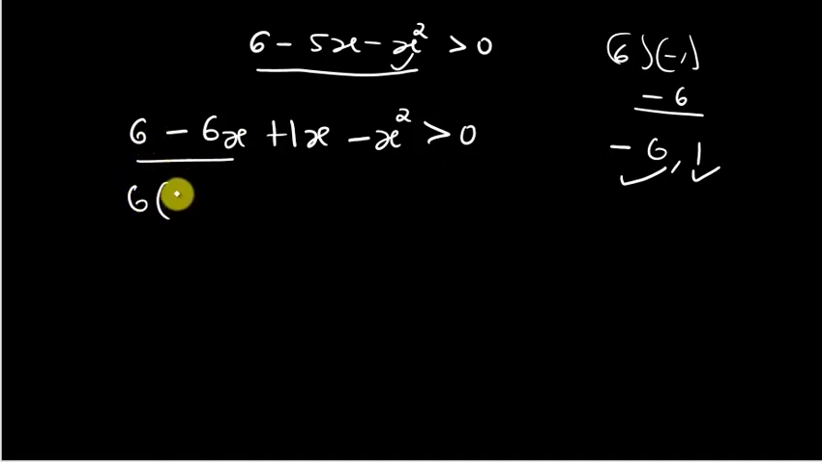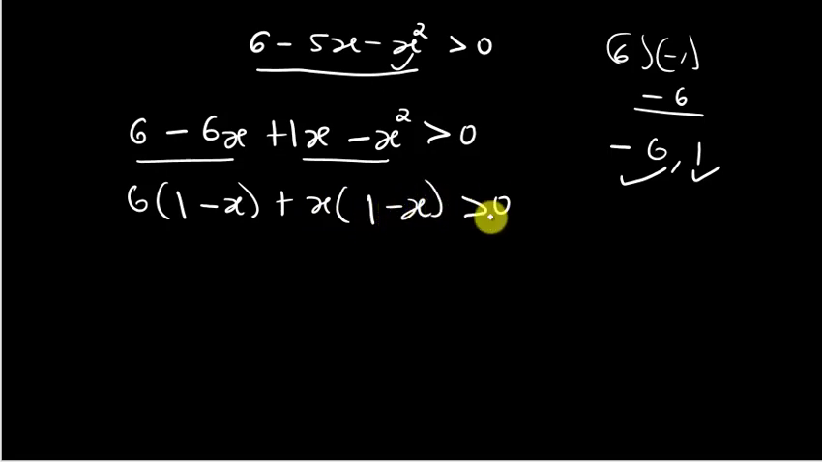We are going to be left with 1 minus x. We close the bracket. We take the next two terms. The common factor there is positive x. You open the bracket. We are going to be left with 1 minus x. You close the bracket. Greater than 0.